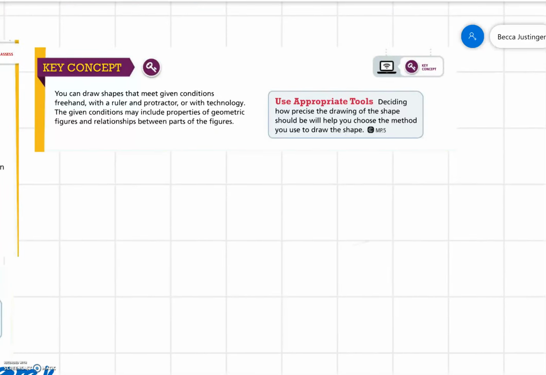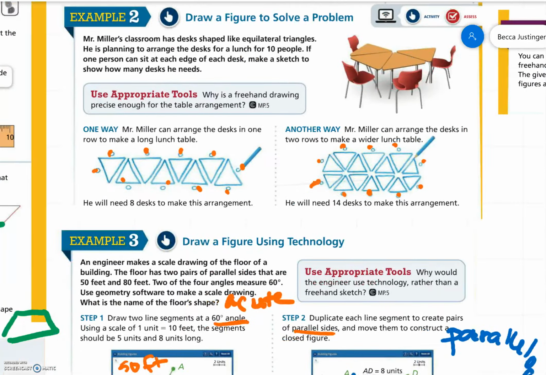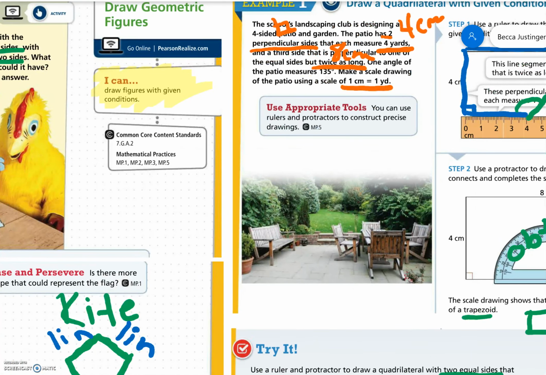All right. Key concept. You can draw shapes that meet given conditions freehand with a ruler and a protractor or with technology. The given conditions may include properties of geometric figures and relationships between parts of figures. All right, 7th grade, let's say it. I can draw figures with given conditions. Have a great day.